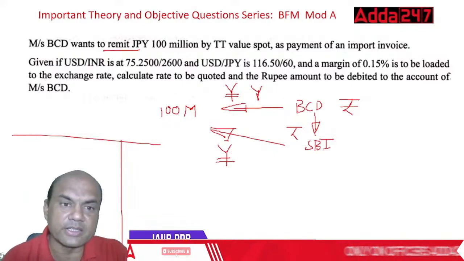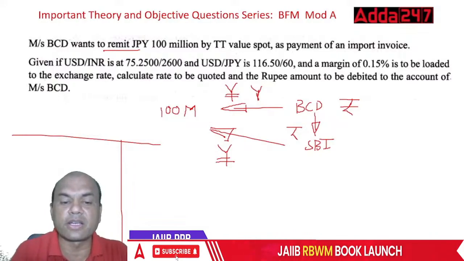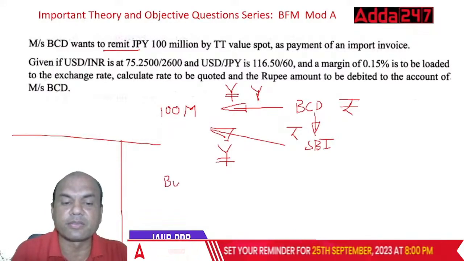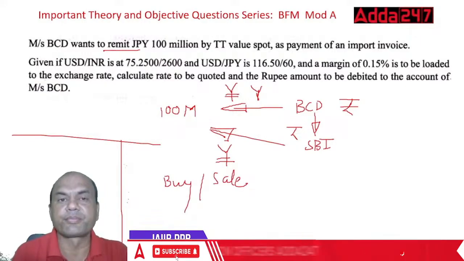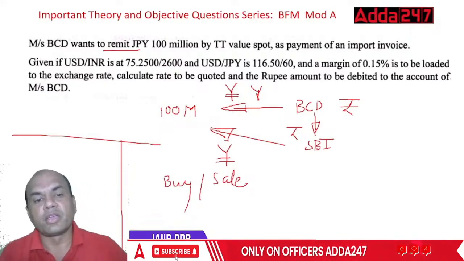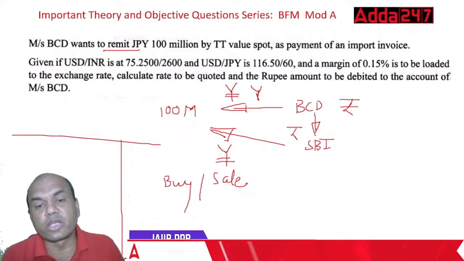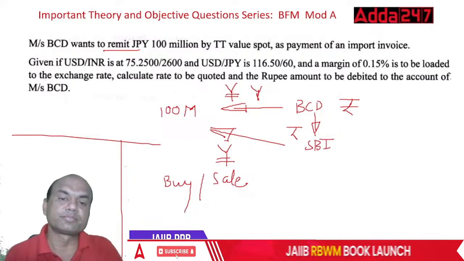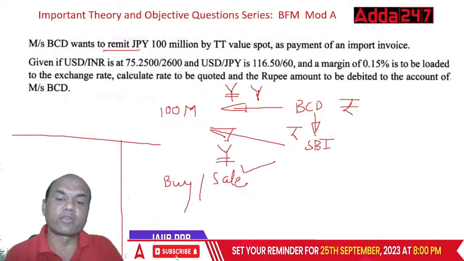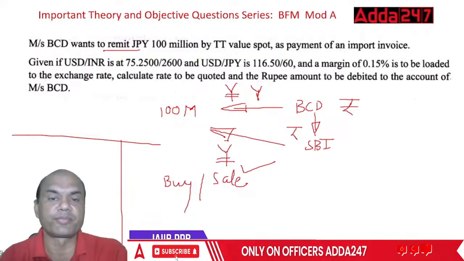See here, firstly understand JPY is to be sent out. So remit means, are you using the buy rate or sell rate? Tell me first. Buy or sell rate? Whenever dollars or other currencies are going out, we will always be using the sale rate. So here we are using the sale rate. Got it? Sale rate we are using.